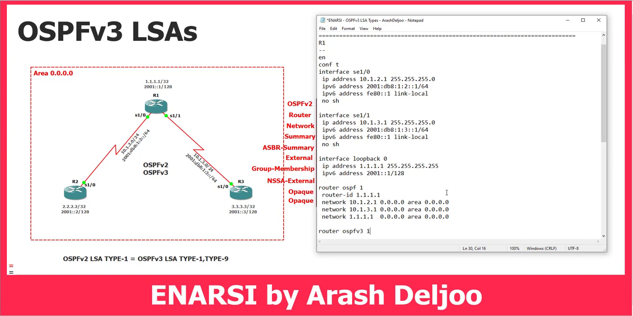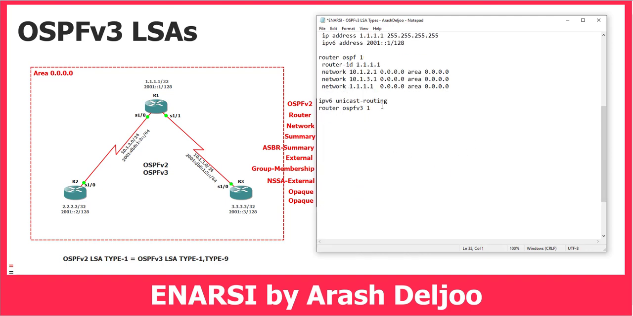Now let me configure OSPF version 3, router ospfv3 1. You know that first we should enable IPv6 unicast routing. After that, router ospfv3 1, and then router ID, for example, 1.1.1.1. And after that, we should configure the interfaces with this configuration. Let me configure interface serial 1/0: ospfv3 1 ipv6 area 0.